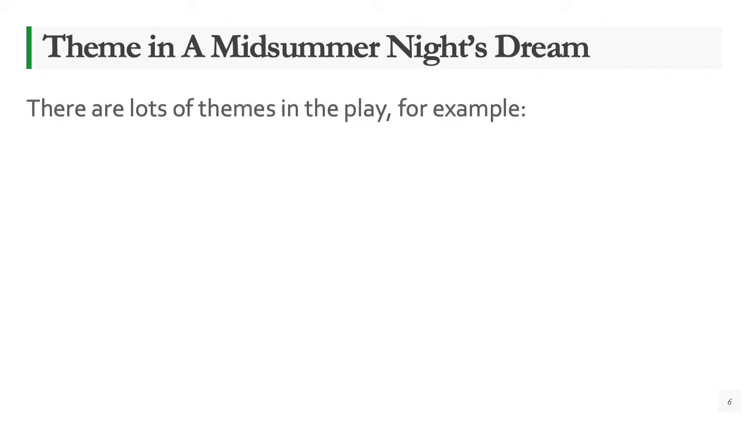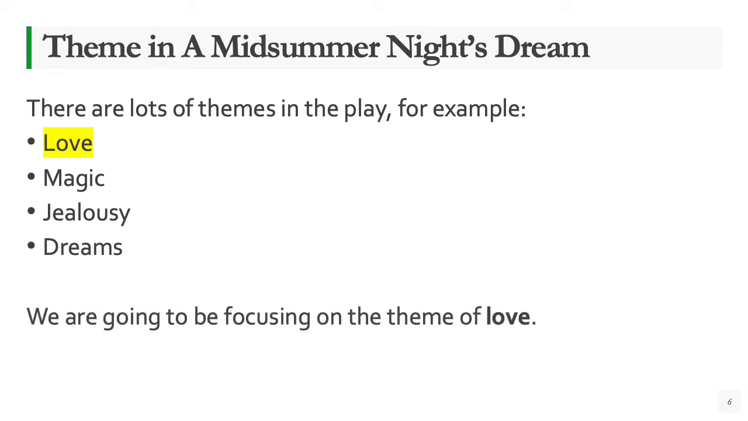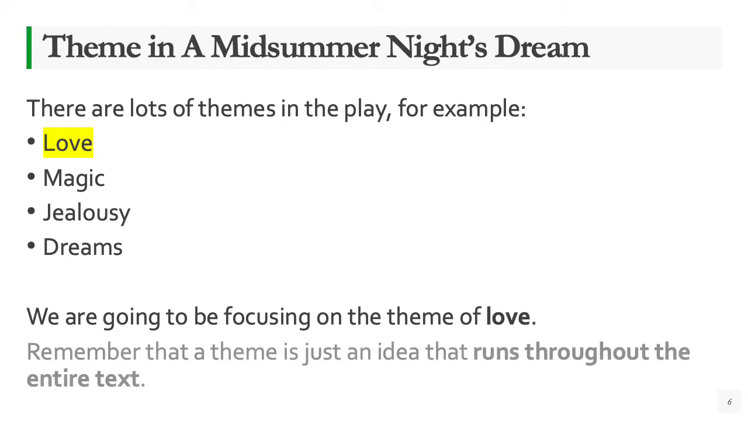Perfect. Okay, so thinking about themes in the play, there are lots of different themes in A Midsummer Night's Dream. So for example, you can have love, magic, you can talk about jealousy, dreams, all sorts of things. But as you can probably tell, we are going to be focusing on the theme of love because that's a really big important one for A Midsummer Night's Dream. And just in case you need a reminder, remember that a theme is just an idea that runs throughout the entire text. So the theme of love is something that runs through the entire play.